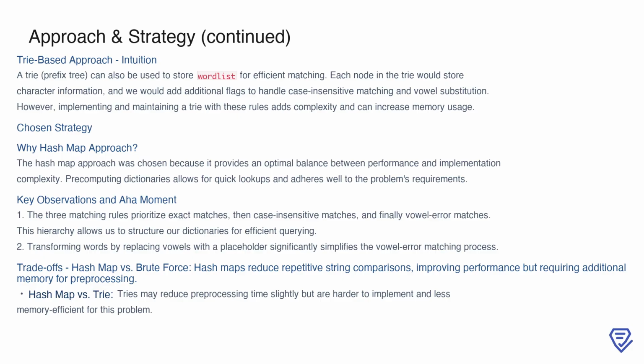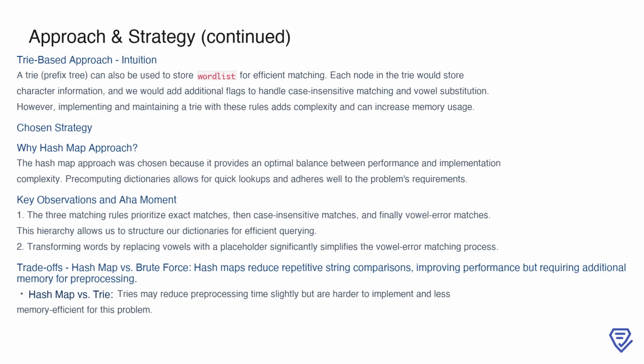After evaluating these options, we chose the hash map approach as the most practical strategy. It strikes a balance between performance and implementation simplicity. By pre-computing dictionaries, we not only ensure fast lookups but also align with the problem's requirements effectively. A key insight here is the hierarchy of matching rules. Exact matches take precedence over case-insensitive matches, which in turn take precedence over vowel error matches. Structuring our dictionaries in this way allows us to process queries efficiently.